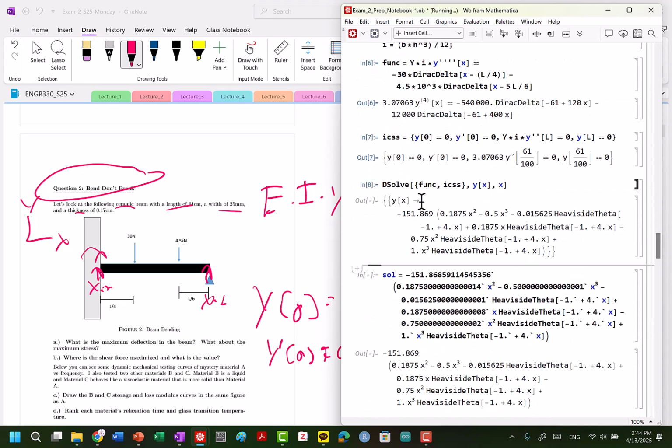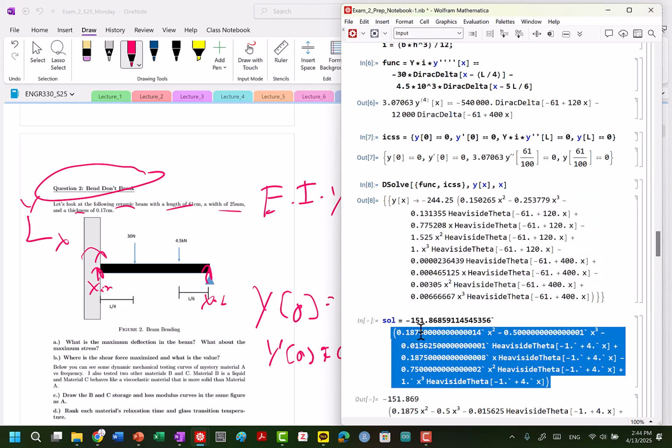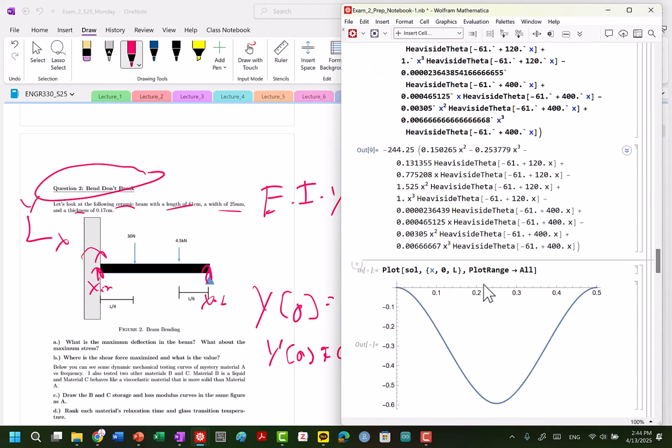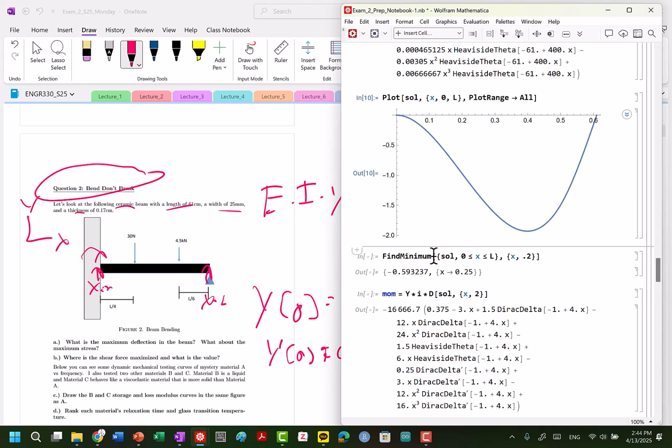Let's go down. We're going to solve. I'm going to copy and paste this into here. And then let's look at what's the maximum displacement. We should be pointing down, shifted to the right, which makes sense. I'm going to find the minimum. I'm going to look around probably 0.4 just to give it a little hint. Maximum displacement should be around probably minus 1.9 meters. Yep, 1.93 meters.